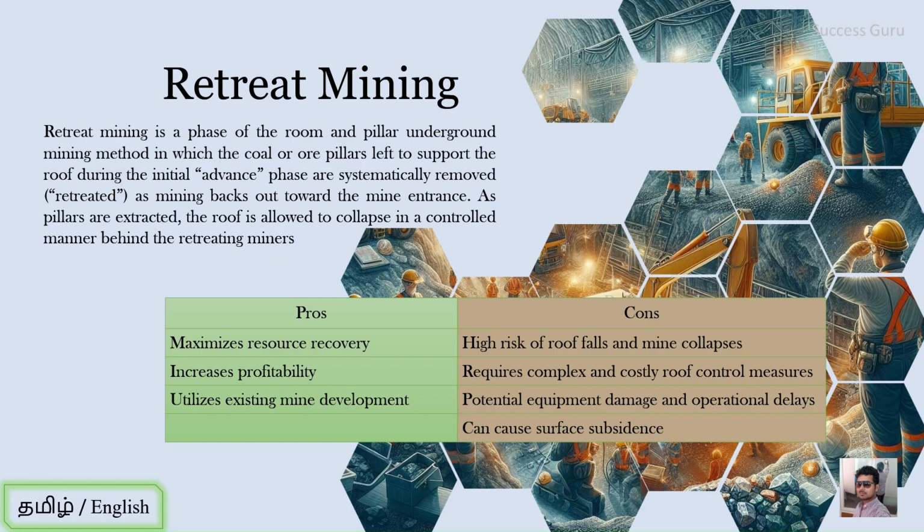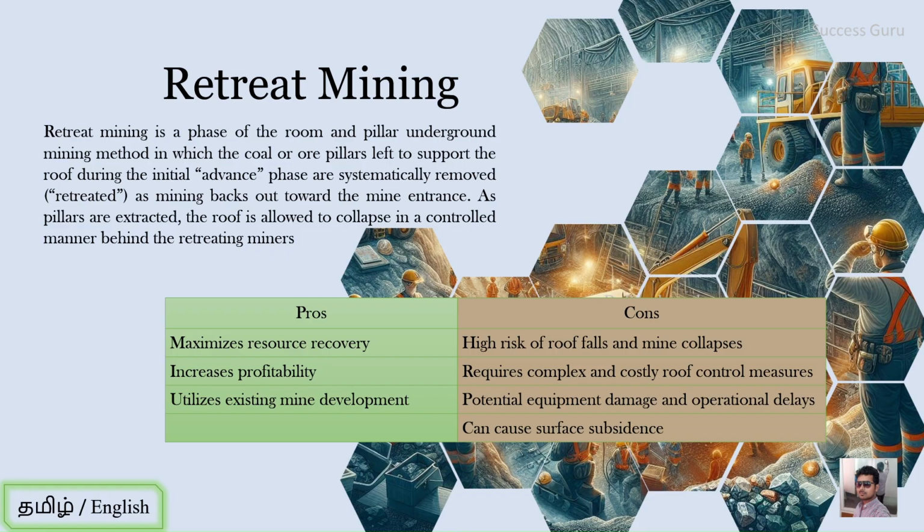The disadvantages listed here are, first and foremost, the high risk of roof fall and mine collapse. When you are removing the support, there is a very big danger of roof collapse. That is the first disadvantage. The next one is that it requires complex and costly roof control measures. As you are removing the main support, you have to use some sort of support at least at the time of removing the pillars, right? So that requires complex as well as costly control.